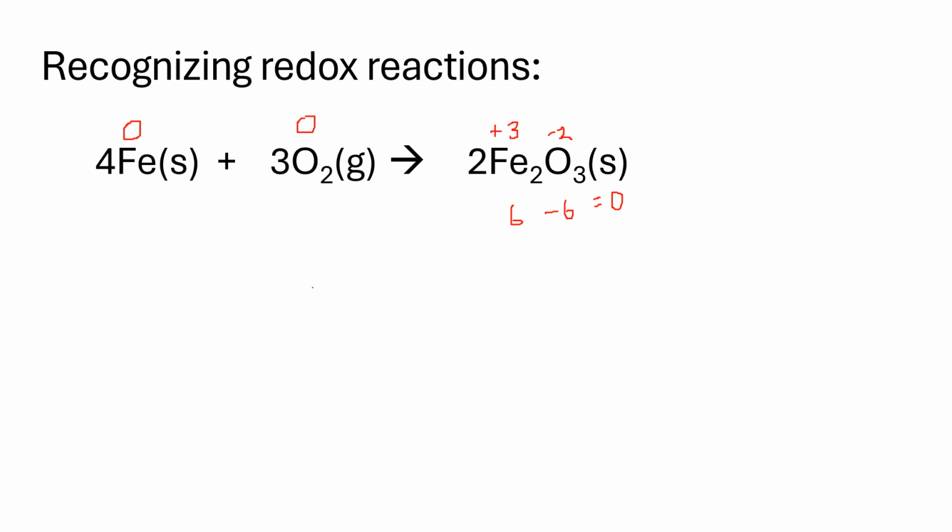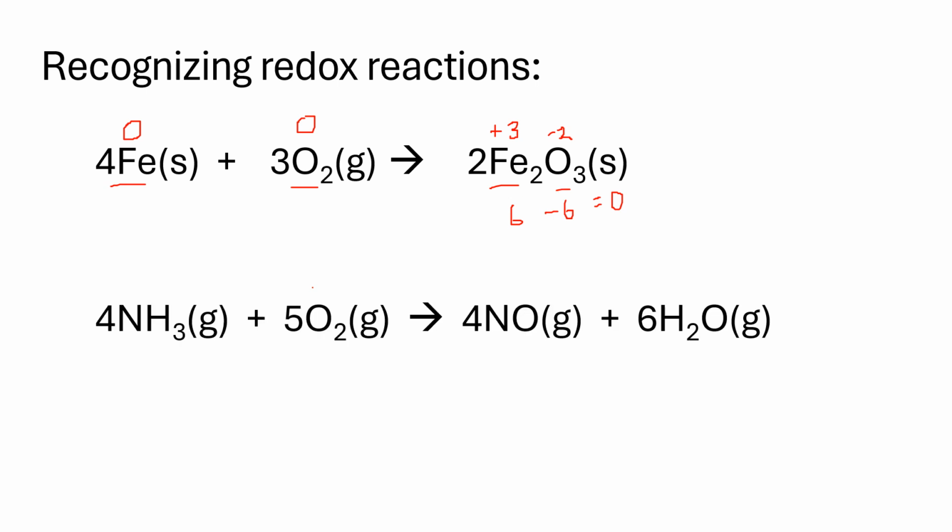So we can see here the iron is going from 0. So first of all, I should say it is a redox reaction because oxidation numbers are changing. And specifically, what's being oxidized, what's being reduced, the iron is going from 0 to +3. So it is being oxidized, right? And then the oxygen is going down from 0 to -2, so it is being reduced. All right, so see if you can assign oxidation numbers for this next equation. Go ahead and pause and do that.